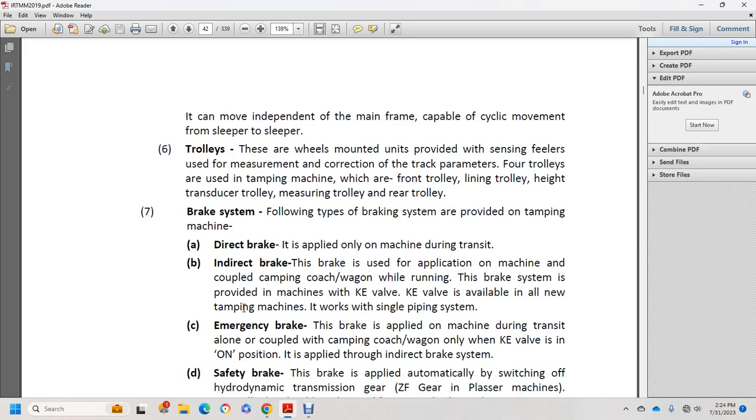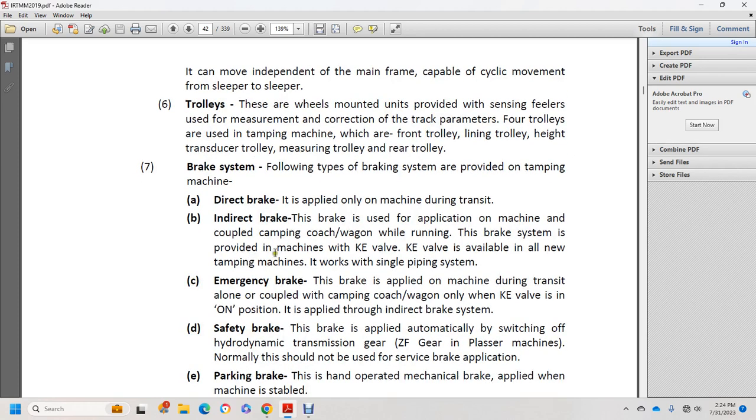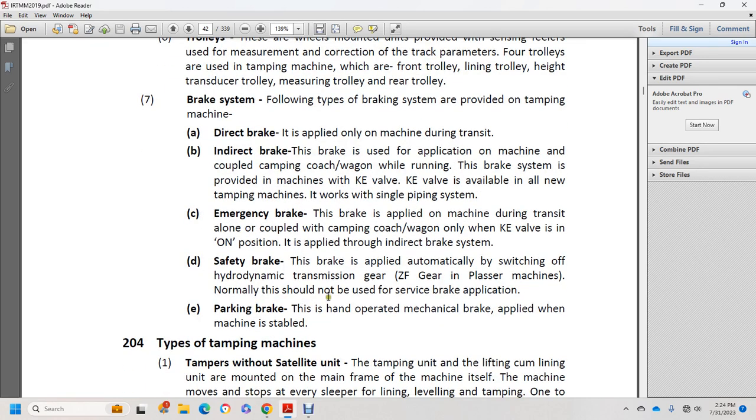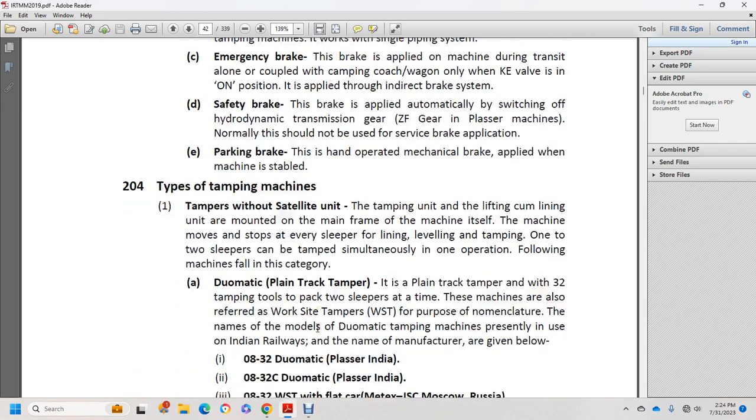Emergency brake: the brake is applied when the machine is in transit alone, or coupled with a coaching wagon, only with the CE valve in the open position, which is allowed through the indirect braking system. Safety brake: the brake is applied by automatically switching off the hydropneumatic transmission gear, with the ZF gear on the Plasser machines. Normally, it should not be used for surface brake application. Parking brake: a hand-operated mechanical brake applied when the machine is stabilized.